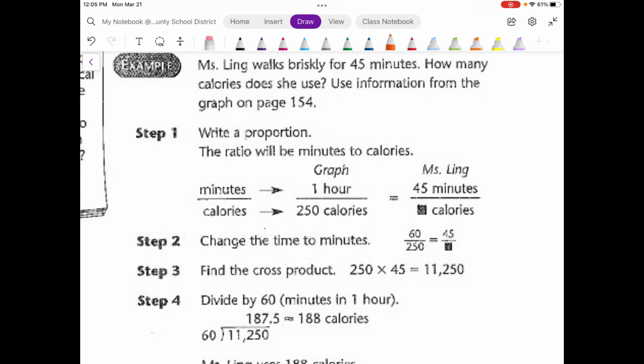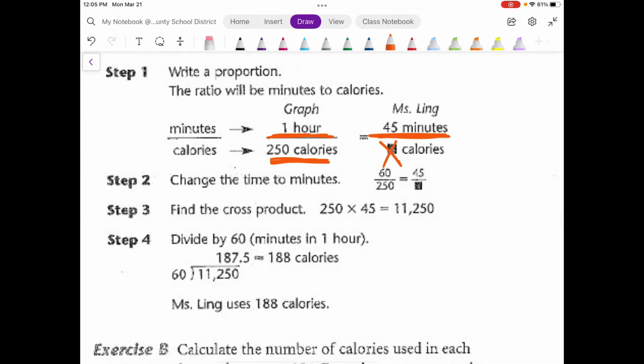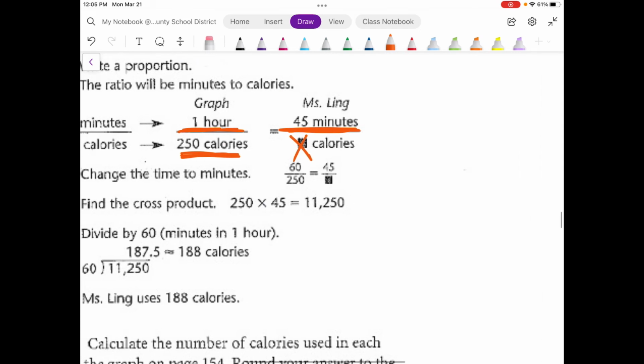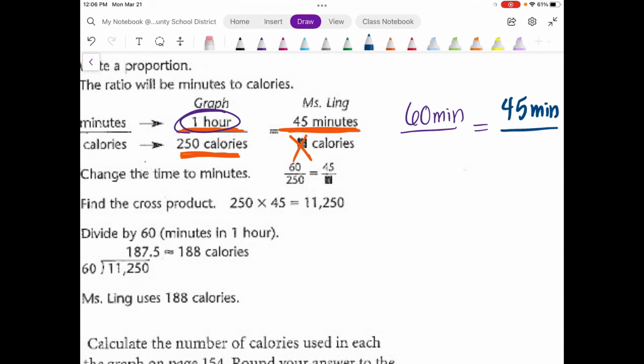So we're going to write a proportion. We know that 1 hour of walking is about 250 calories, but I only want to walk for 45 minutes. So how many calories is that? I'm going to do it a little bit differently here. I know that 1 hour is equal to 60 minutes. The reason I want to turn that into 60 minutes is because the scenario is given to me as walking 45 minutes. If I don't change the hour to minutes, then I'm going to have different units in the numerator, and I don't want that. I need them to be the same for me to be able to solve it. So in 60 minutes, I burned 250 calories. So I want to know how many calories in 45 minutes.